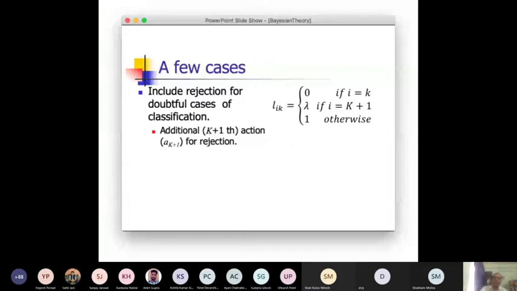That's a separate penalty. So in that case, as you can see, if you consider any action a_i, as we have computed earlier also, the risk would be 1 minus probability of C_i given x, if i is not the K plus 1th action. For any other action except the last additional action, the K plus 1th action, the expected risk is the same. Do you agree?